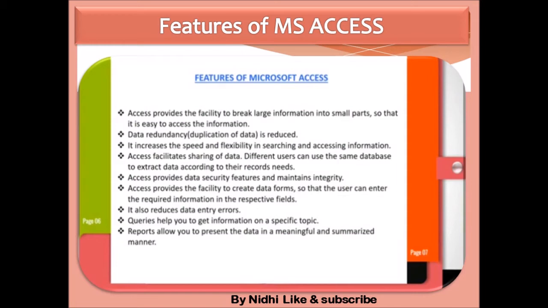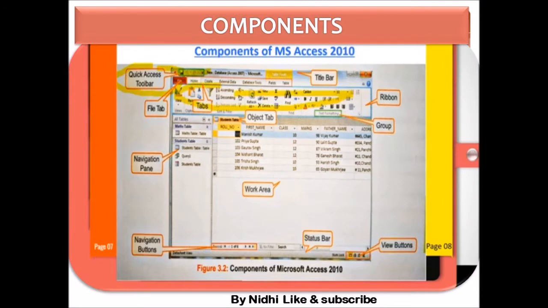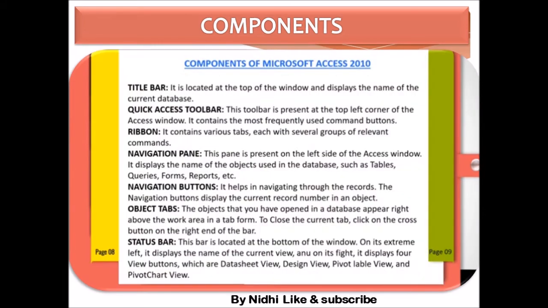Okay, next, the components of MS Access 2010. You can see the quick access toolbar, title bar, file tab, ribbon area, object tab, groups, navigation pane, work area, navigation button, status bar, view buttons. So these are the components. When you open it, you will find all of these components. Next is the title bar. These are the names of the components with their definitions. Just go through it.